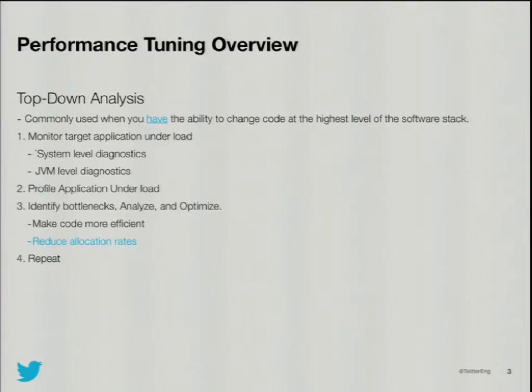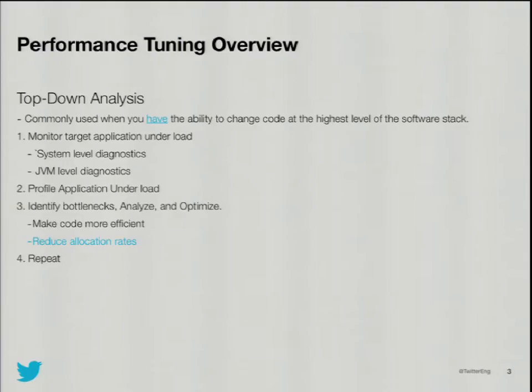Basically, this is monitoring your target application under load. You take a look at system-level diagnostics such as vmstat, mpstat, the simple tools that are available on your operating system. Basically, they give you an idea if you're churning user space CPU, whether you're spending a lot of time in the kernel, disk I/O, and such. That will give you an idea where to go, and sometimes it will point you to the JVM.